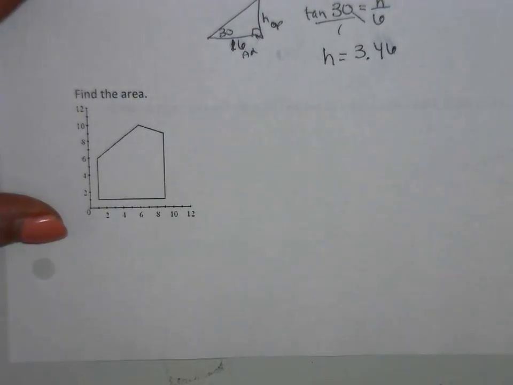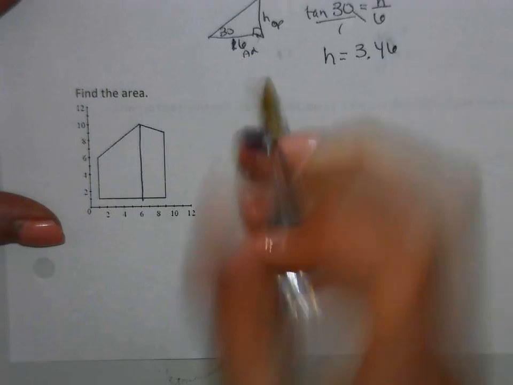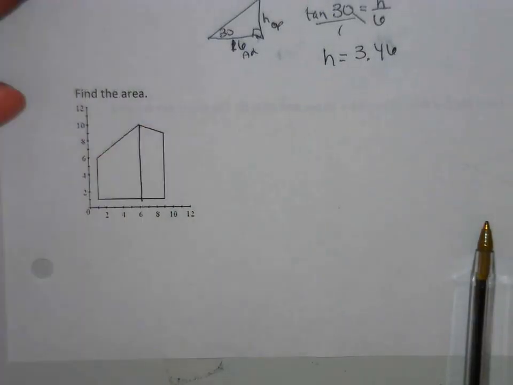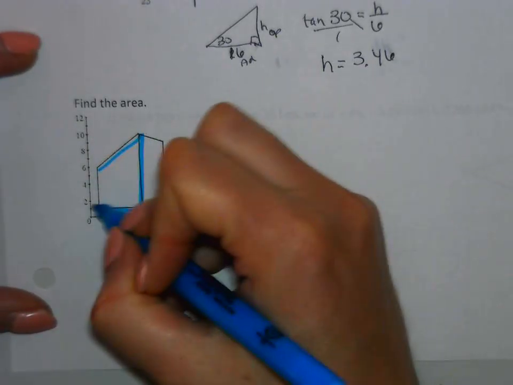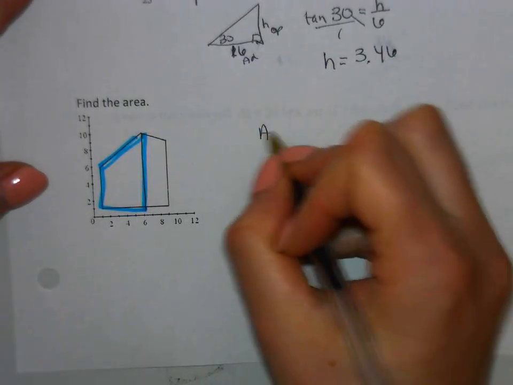Let's find the area of this. If we take a look here in our figure, if we split it down right here, we now have two trapezoids. We have one trapezoid on the left and one trapezoid on the right. So let's first take a look at the left trapezoid. We need to find the area of that left trapezoid.